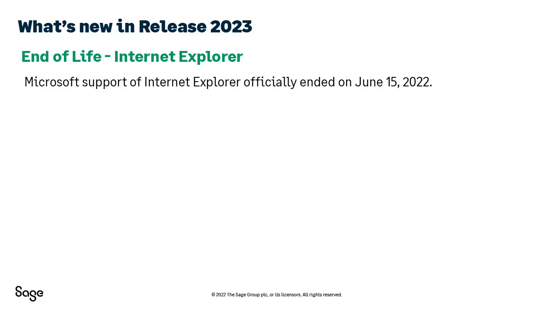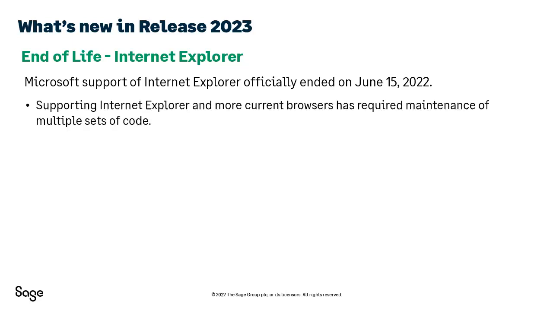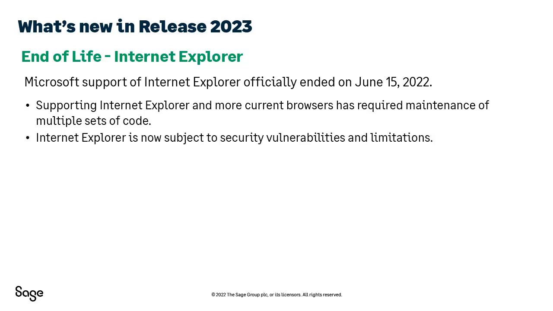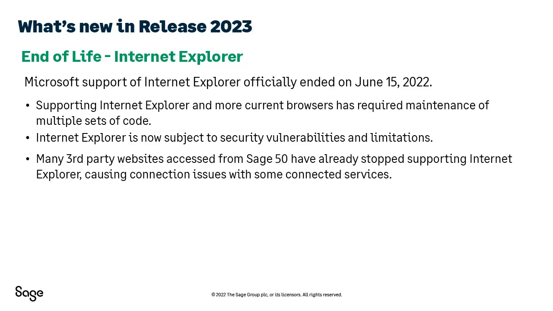Microsoft's support of Internet Explorer officially ended on June 15, 2022, and for the past few years, supporting both Internet Explorer and more current browsers has required maintenance of multiple sets of code. In addition to being cumbersome, Internet Explorer is now subject to security vulnerabilities and limitations. As well, many third-party websites accessed via Sage 50 have already stopped supporting Internet Explorer, causing connection issues with some services, such as Sage bank feeds.